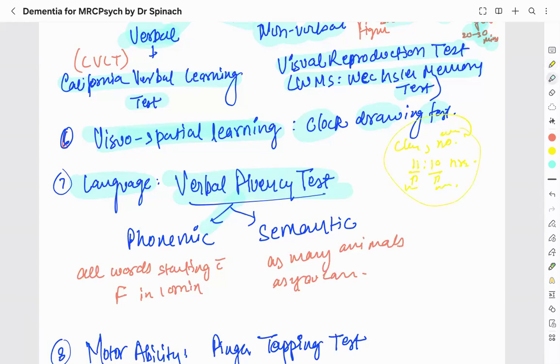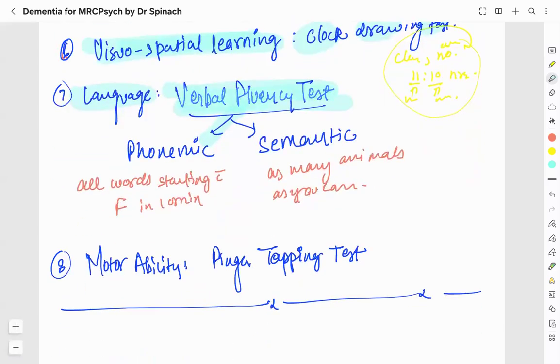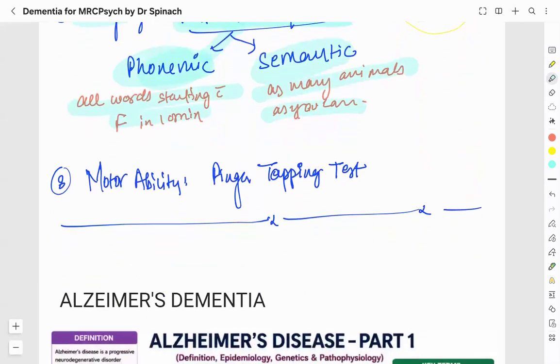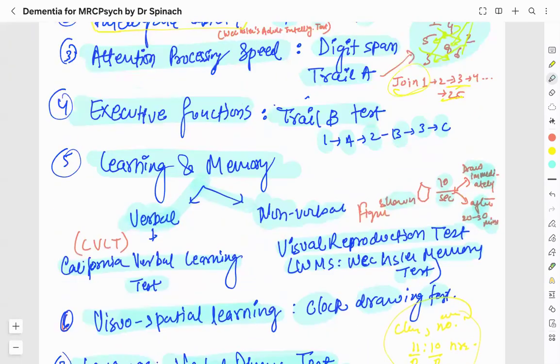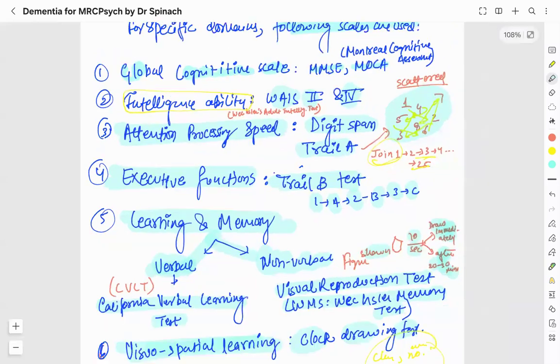So next is language. The verbal fluency test is done for phonemic language and semantic language. A phonemic example: tell all the words starting with F. And semantic is as many animals as you can tell. Then next is motor ability, which is tested using the finger tapping test. So this is what we will be doing in the assessment of dementia.